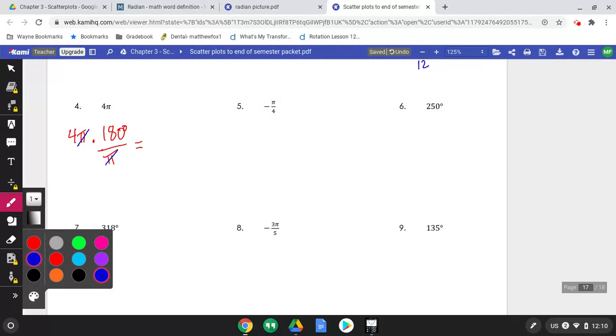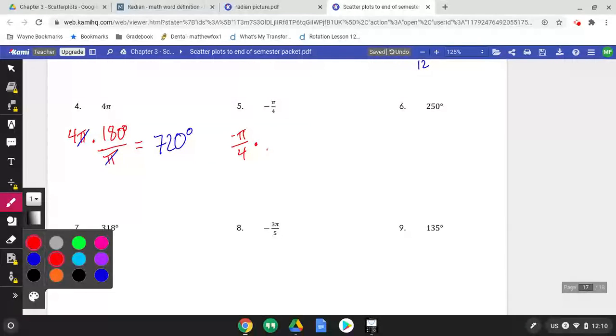And 4 times 180, you can use the calculator if you need to, or just know 4 times 180. You can probably do that in your head if you had to, or on paper, but you're going to get 720 degrees.